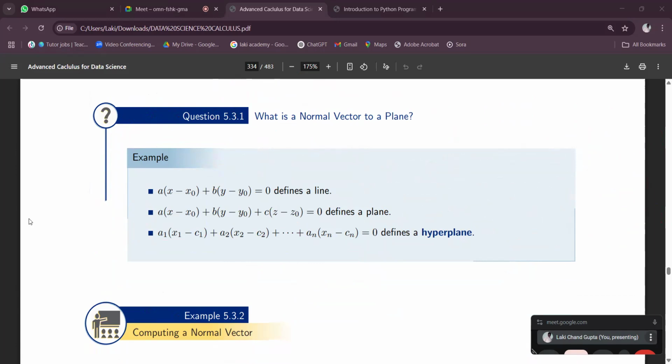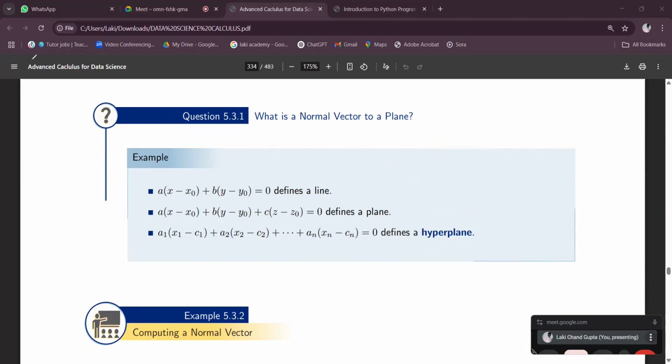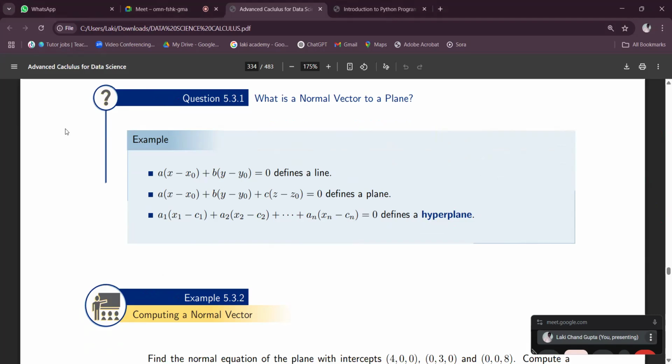Whenever only x and y are there, you can say this is a line. Whenever x, y, z are there, you can say this is a plane. And whenever more than 3 variables are there, you call this a hyperplane. You cannot draw it on a single paper, but when you visualize it, you will get something like this. But the general equations are similar.